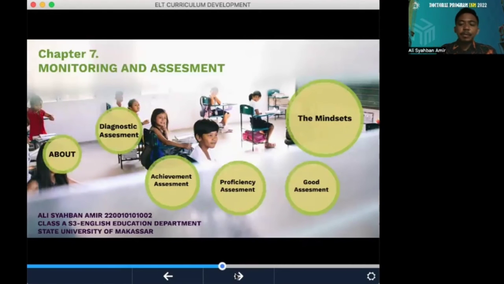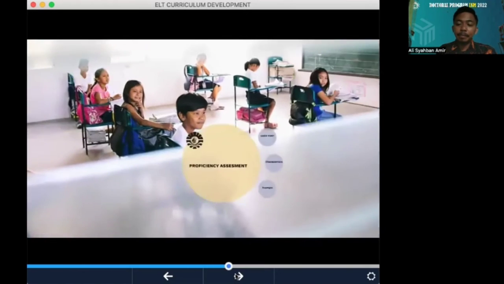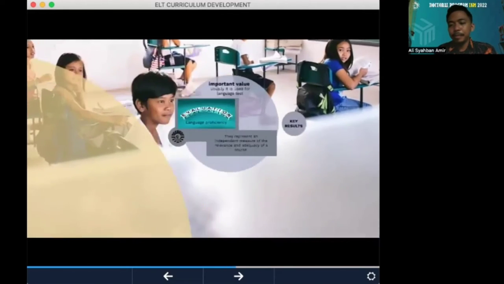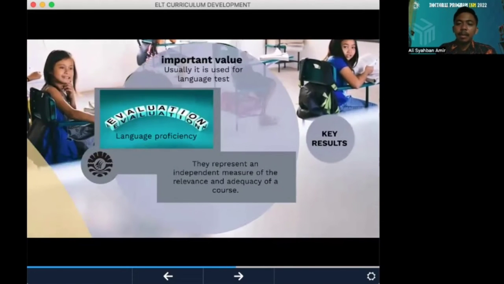So we move to the explanation about proficiency assessment. So proficiency assessment, what is it used for? Usually, proficiency assessment is used for language tests. This becomes an evaluation of language proficiency.